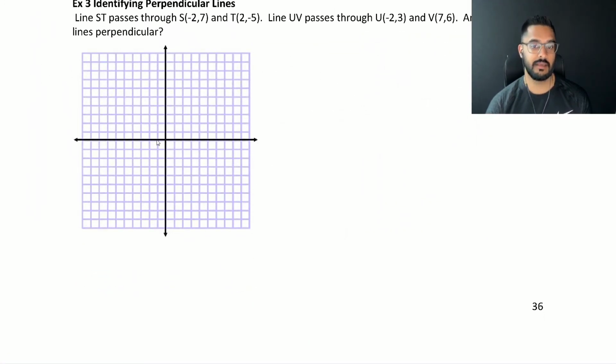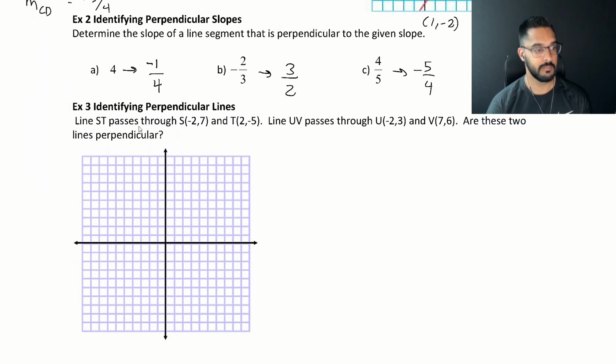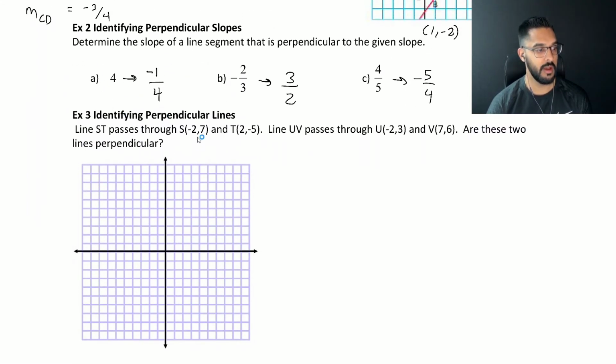Okay. Line ST is the next one here. It passes through the points S and T. Line UV passes through those two points. Okay, are these two lines perpendicular? Now, a very similar question we did when we talked about parallels. Let's find the slope of line ST.